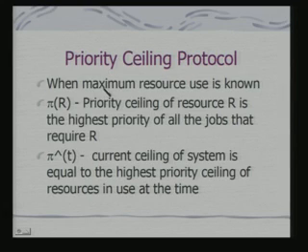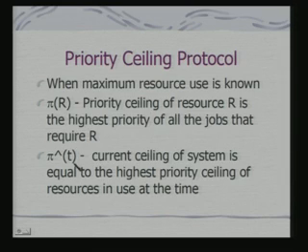That means it assumes that maximum resource use is known, and it introduces two quantities, π_r and π̂_t. What is π_r? π_r is the priority ceiling of resource r, and it is the highest priority of all the jobs that require r. Since you know the resource use by each and every task, you can compute π_r.